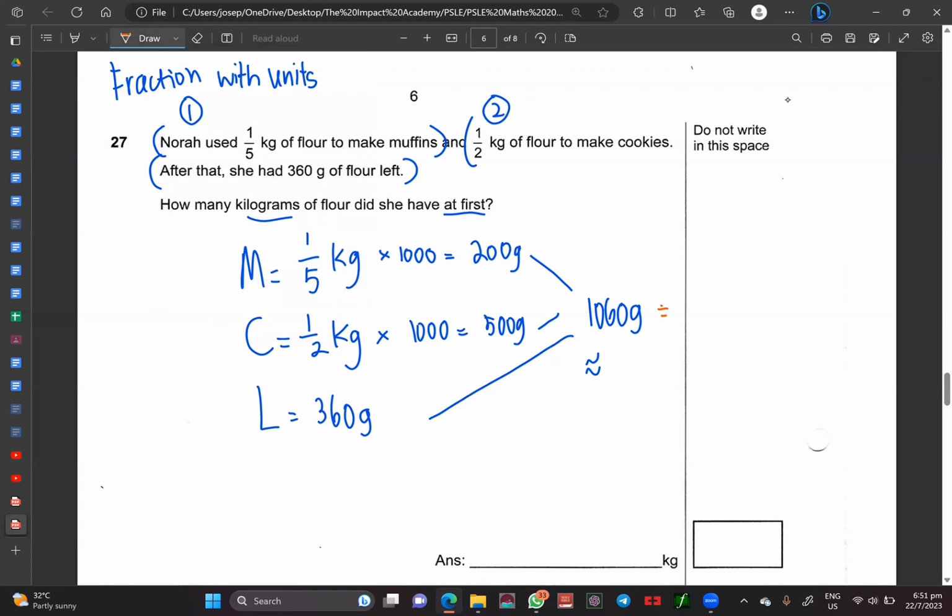When I divide by 1000, what happens? I have 3 zeros, so I move 1, 2, 3. So therefore, it's 1.06 kg. And therefore, this is your answer for this question.